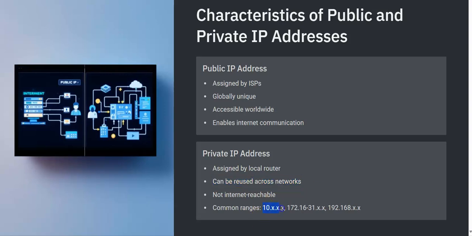So here are some of the common ranges. There's the range I usually use, 192.168. If you see any of these numbers, it's probably a private IP address.